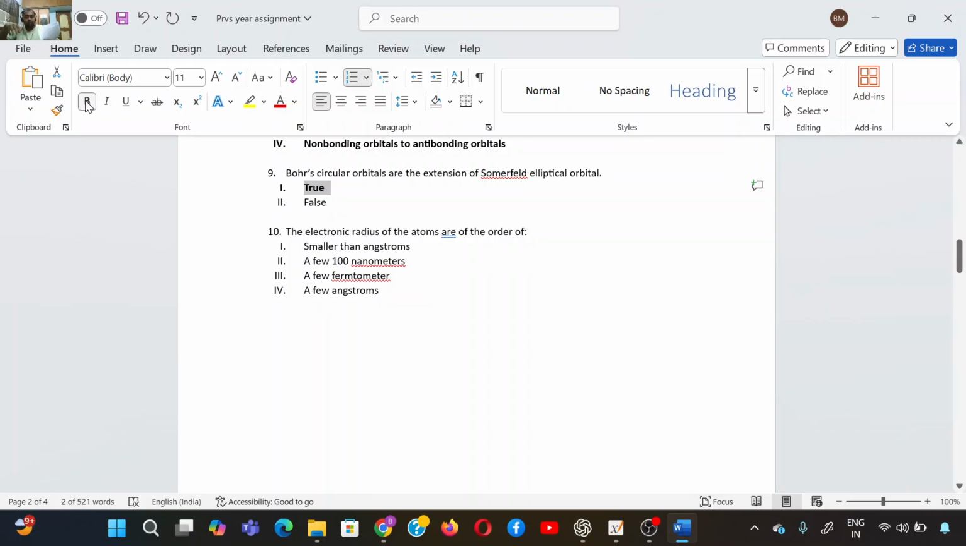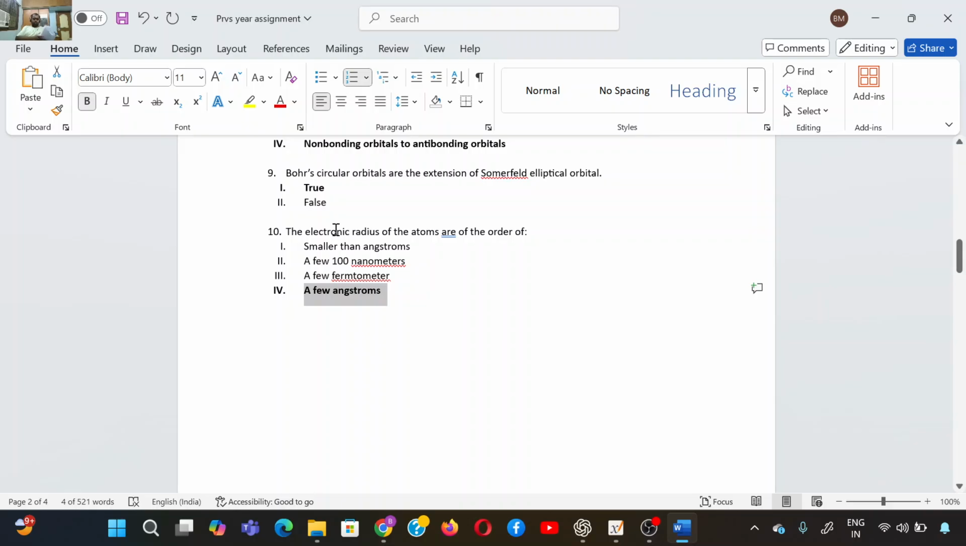So basically, even though Bohr's model came first, it uses circular orbits for electrons, which is a special case of elliptical orbit where A is equal to B. So like that you can justify. So the answer can be given as true. Okay. So the electronic radius of atoms is of the order of, it should be an order of angstrom, a few angstroms.